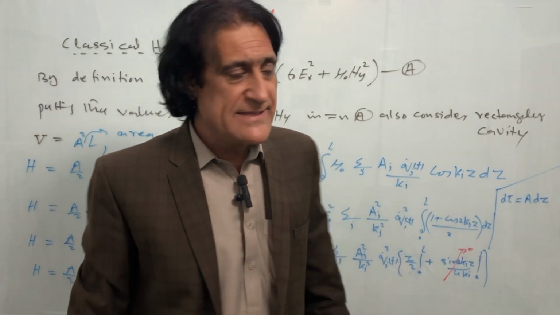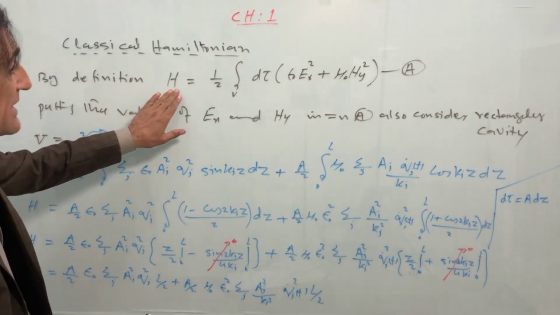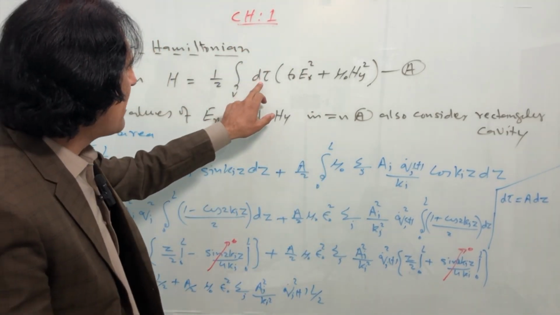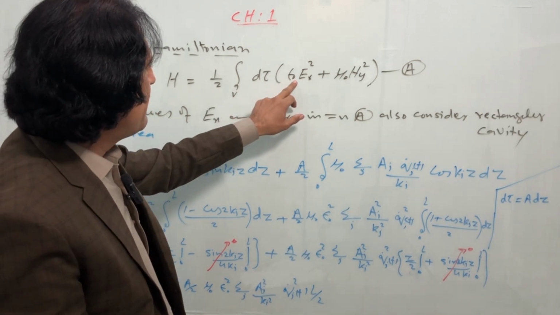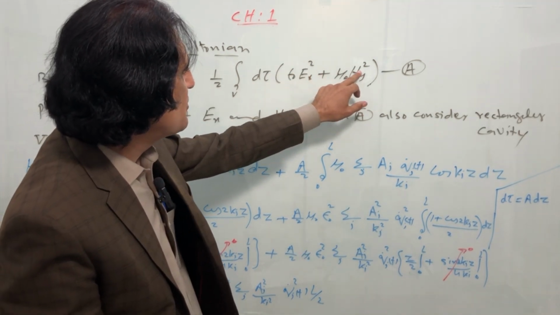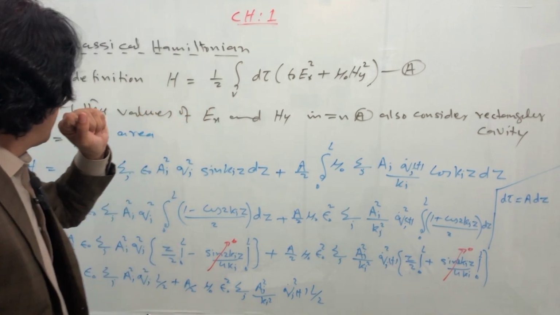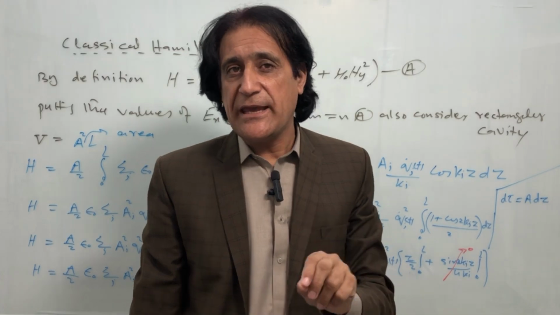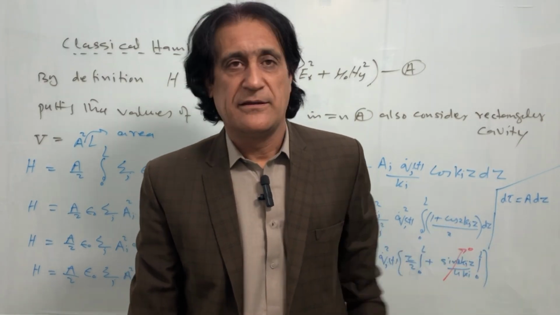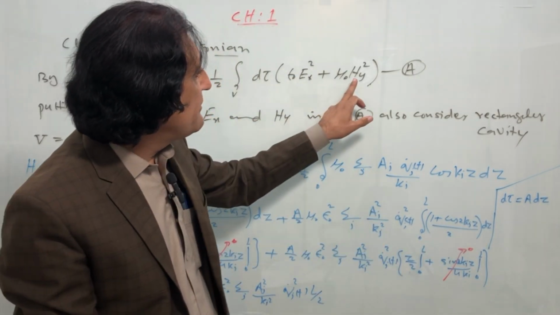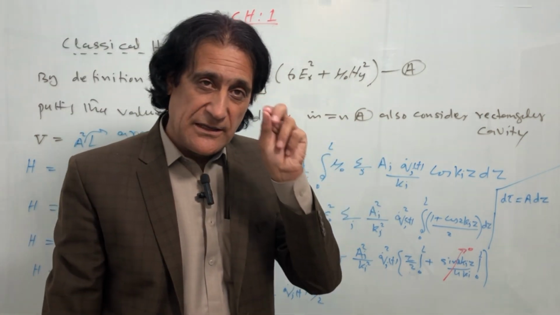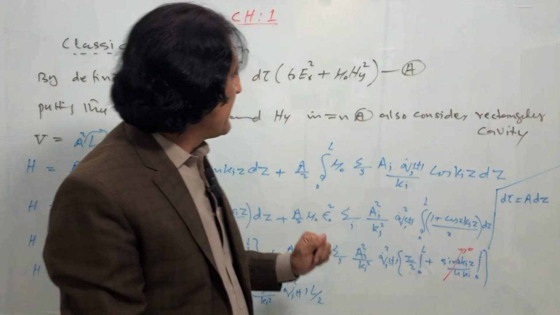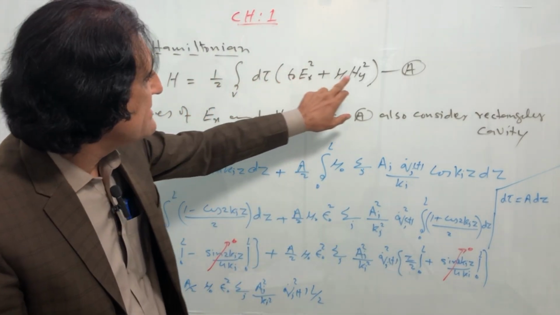Now, to know about the classical Hamiltonian, by definition, the classical Hamiltonian is equal to 1 over 2 of the integral over the total volume, d tau, of epsilon naught Ex square plus mu naught Hy square. Now, we know about the electric field Ex, which we already defined previously, and we also calculated the Hy in the previous lecture. Then we have the value of this and this.